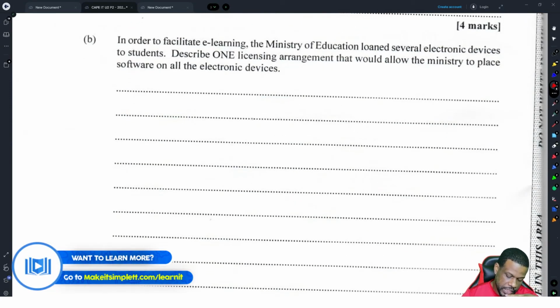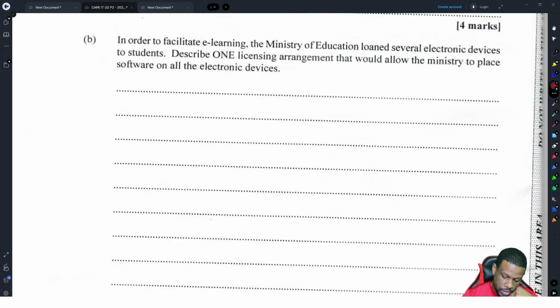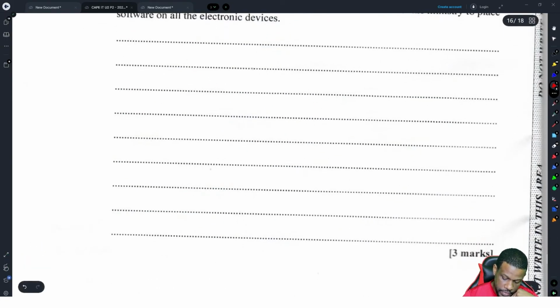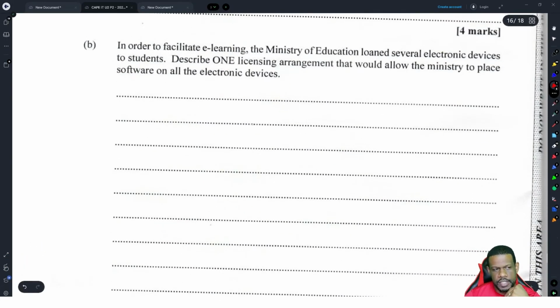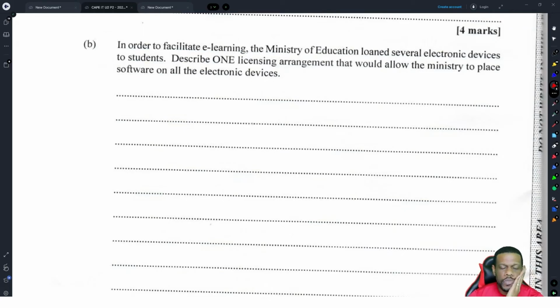In order to facilitate e-learning, the Ministry of Education loans several electronic devices to students. Subscribe to one licensing arrangement that would allow the ministry to place software on all the electronic devices. 3 marks. This is clearly going to be, what is this called? Group licensing is what it's called? Enterprise licenses. I think it'll be enterprise licenses.